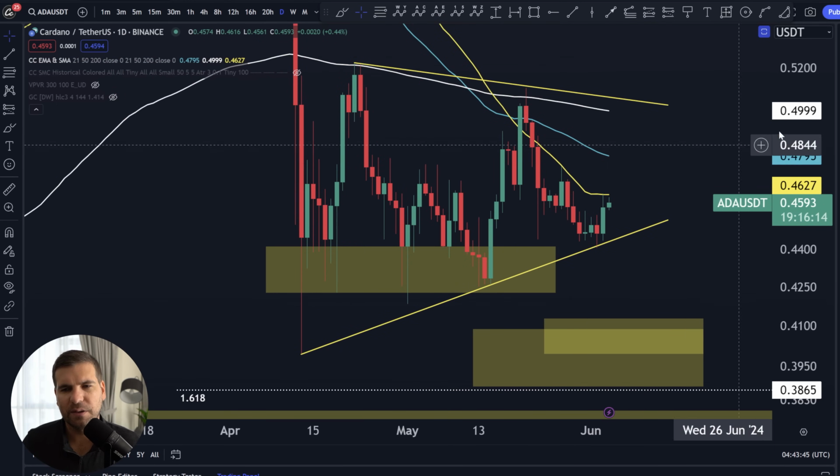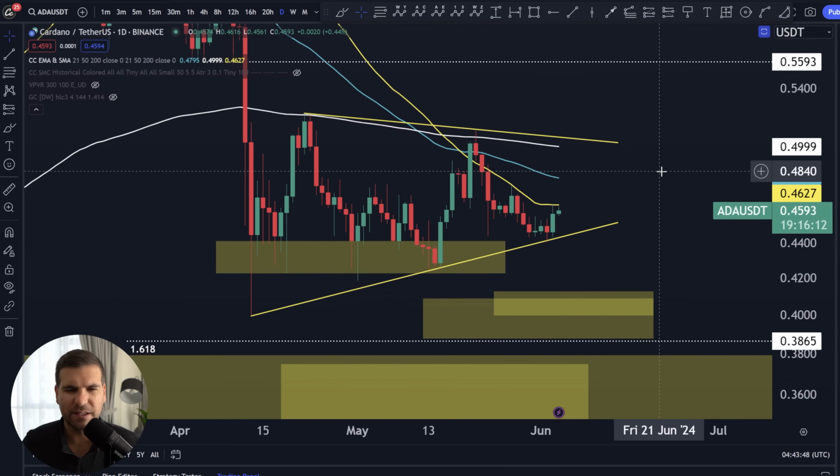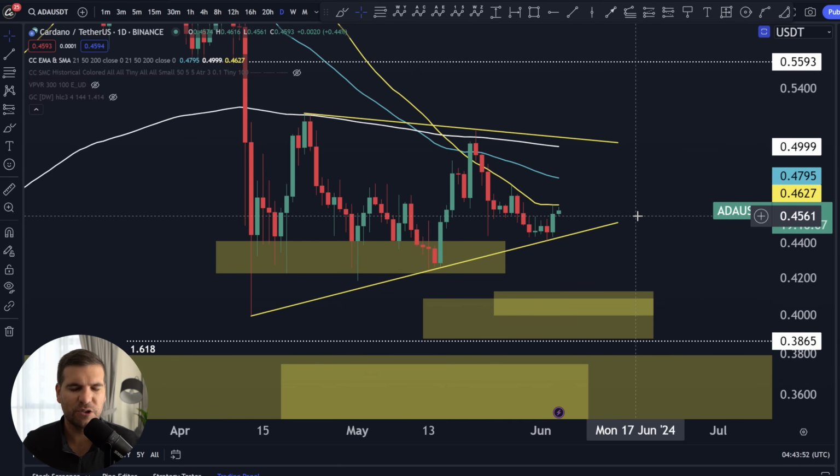Now, from an Elliott wave theory point of view, and for anyone who is spot swing trading, that kind of stuff, this unfortunately has the potential to be an Elliott wave triangle.